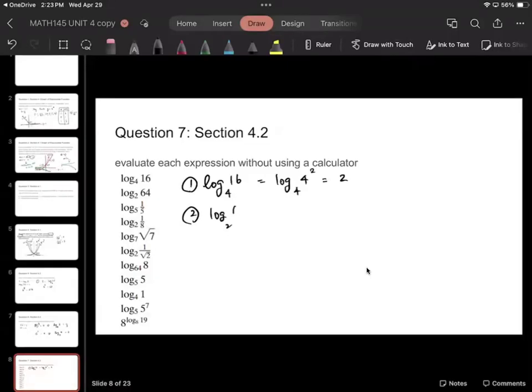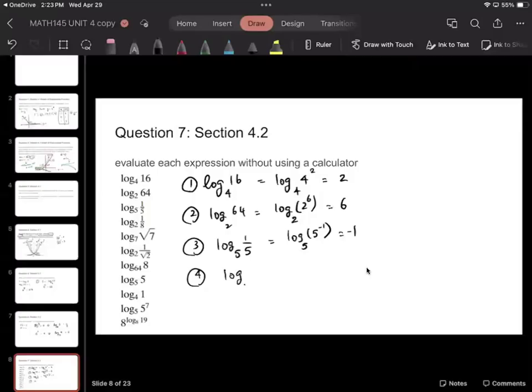Likewise, 64 can be written as 2 to the power of what? 2, 4, 8, 16, 32, 64. 2 to the power of 6. So this answer is 6. Log 5 to 1/5. Now 1/5 can be written as 5 to the power of -1. Therefore, this answer is -1.